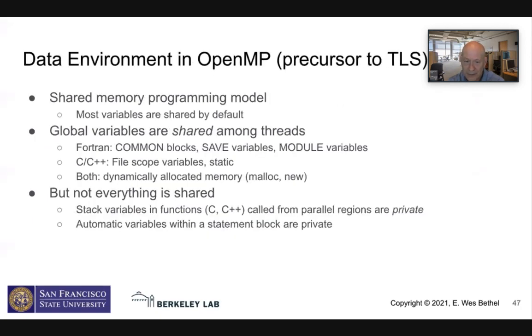So let me talk a little bit about the data environment in OpenMP, and this is a precursor to the thread local storage point that I'm trying to make. OpenMP is a shared memory programming model, which means that most variables are shared by default. Global variables are shared by all threads, but not everything is shared. Stack variables, the things that get put on the stack when you call a function, are private when you invoke those functions from parallel regions. And automatic variables within a statement block are private. I'll show you some examples of that.